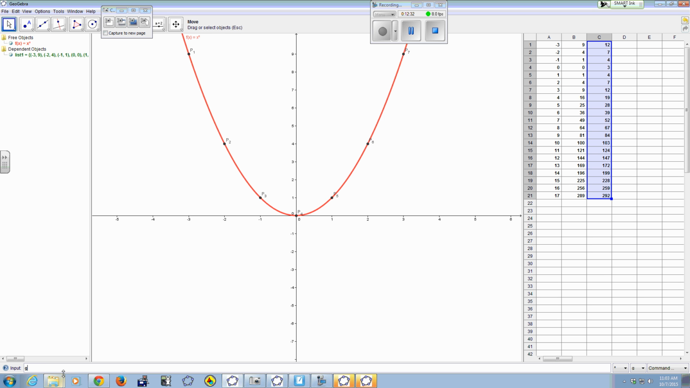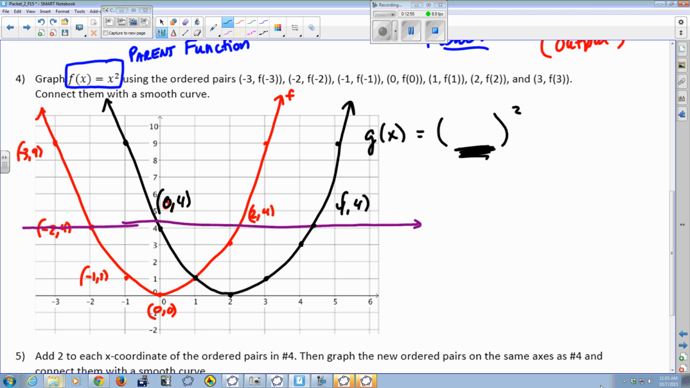Well, let's try it out. That's the fun of using technology. It can do it for me really fast. So he thinks it's the quantity x minus 2 that's being squared, and that's going to shift it to the right. Well, let's see. Yep. Interesting. How many people thought it was going to be the quantity x plus 2 squared? Oh, come on. A lot of you, right?